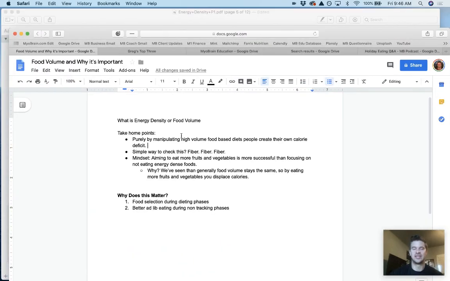And to put this really succinctly, and that's what I have here on this bullet point, judging from this study and also judging from other things that we've seen, purely by manipulating high food volume based diets, people almost inherently create their own calorie deficit. I want to reiterate, these people were not aiming to lose weight. Their weight wasn't even measured. But obviously, if a group of people is consuming 400 calories less than someone else, they're going to lose more weight over time.